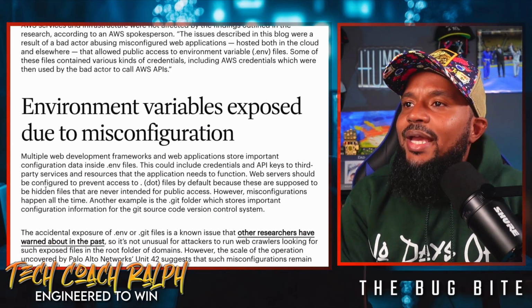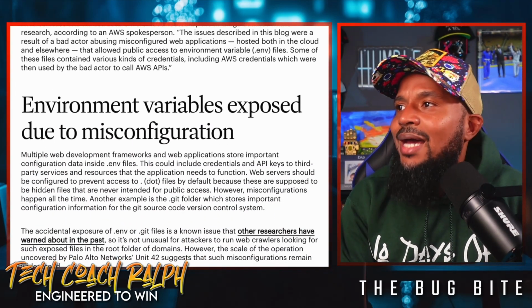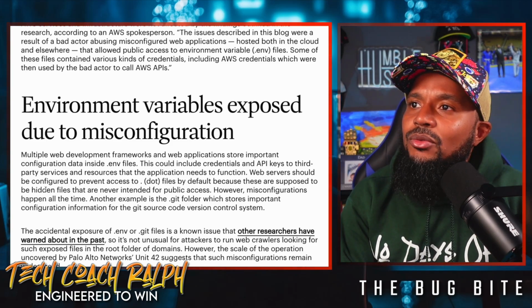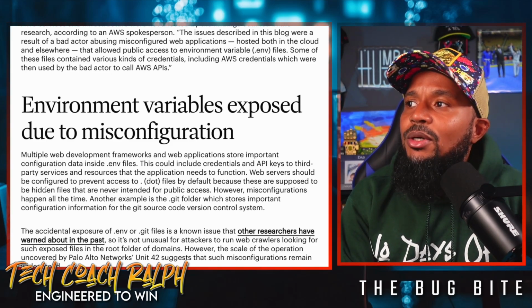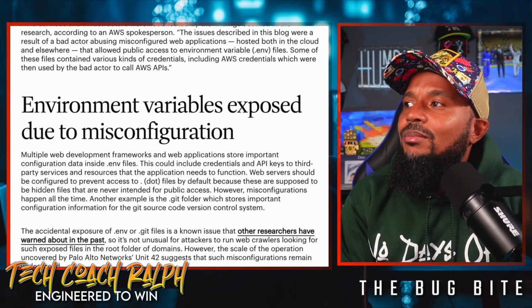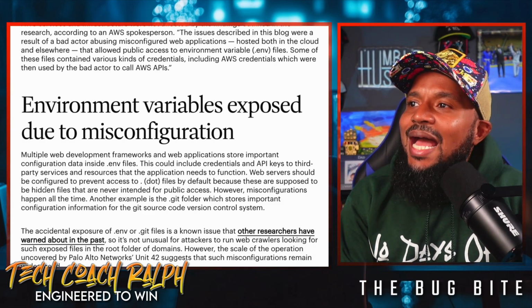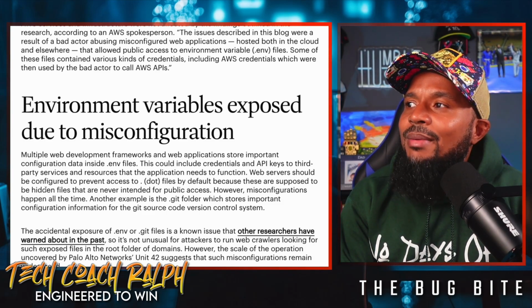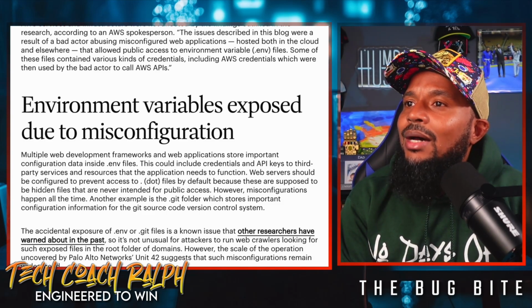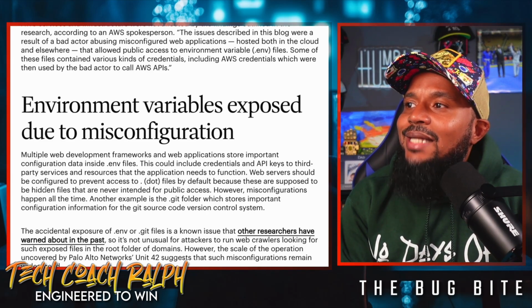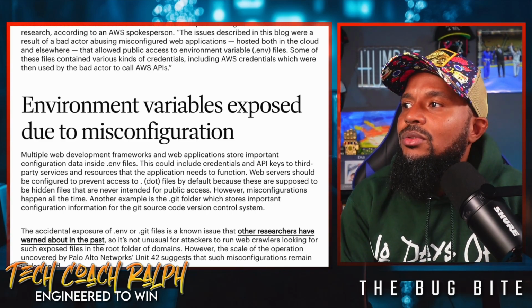All right. So AWS services and infrastructure were not affected by the findings outlined in the research, according to an AWS spokesperson. The issues described in the blog were a result of bad actors abusing misconfigured web applications hosted both in the cloud and elsewhere that allowed public access to environment variables .env files.